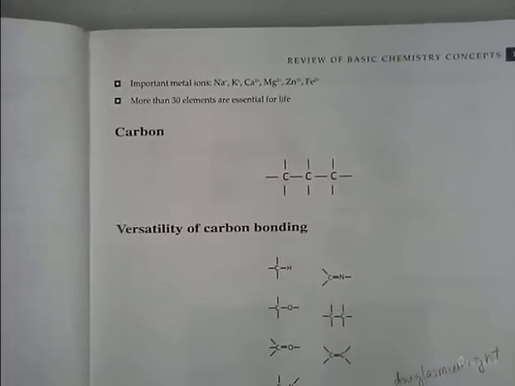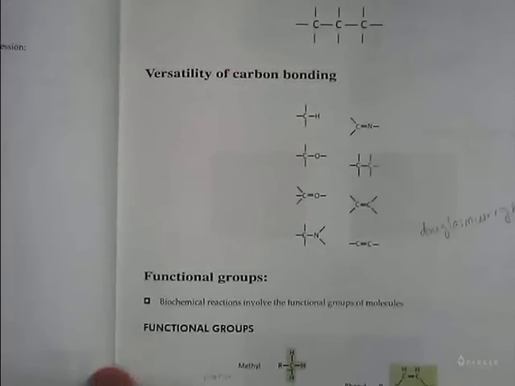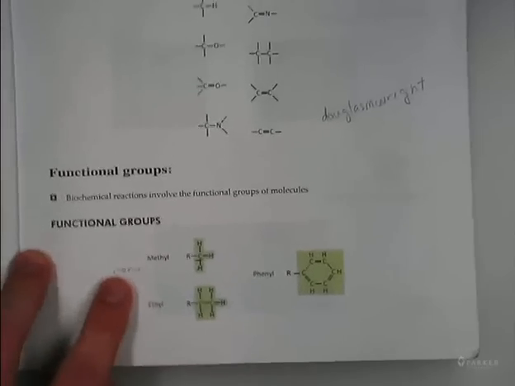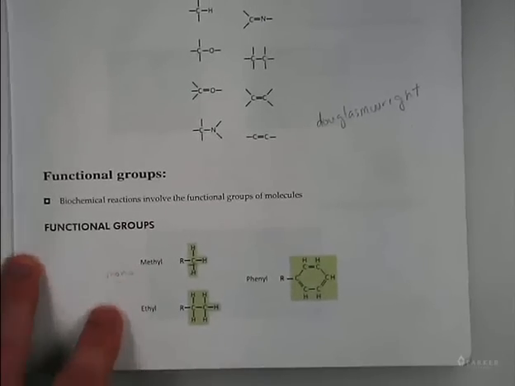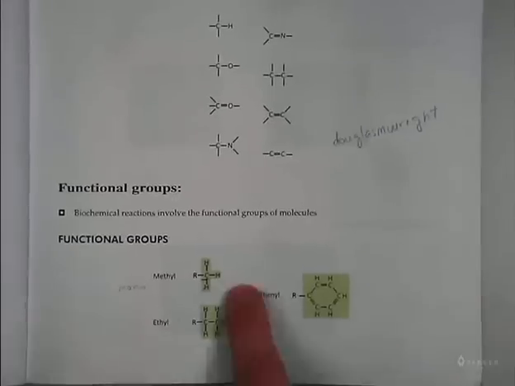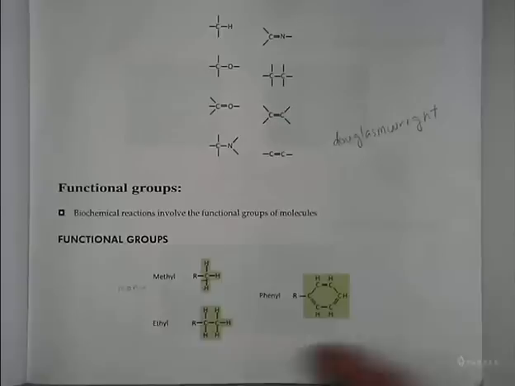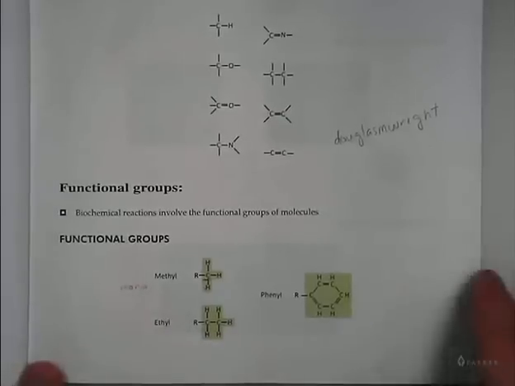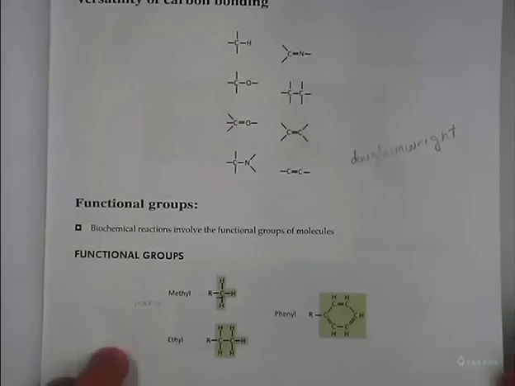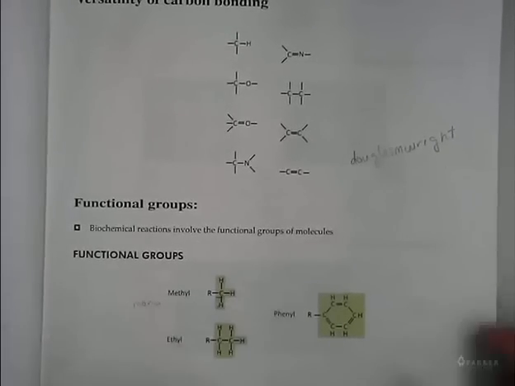Cool, carbon bonds, it can do a lot. Need to know our functional groups. If you don't know them by now, hopefully you figure out something for tomorrow. So methyl is just CH3, ethyl, 2 carbons, so C2H5. Phenyl, we know phenyl equals circle.